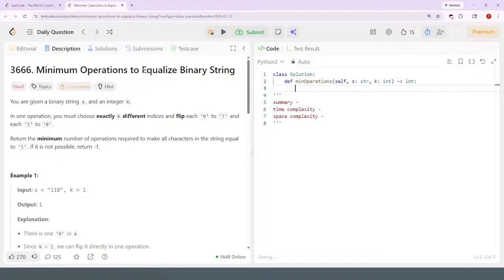Minimum operations to equalize binary string. You're given a binary string S and integer k. In one operation, you may choose exactly k different indices and flip each from 0 to 1 and from 1 to 0. Okay, just flip them. Return the minimum number of operations to make all characters in the string equal to 1. If it's not possible, return -1.